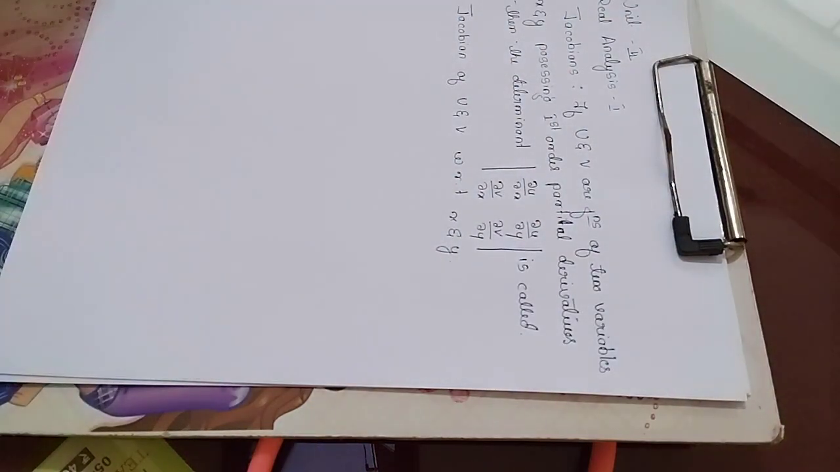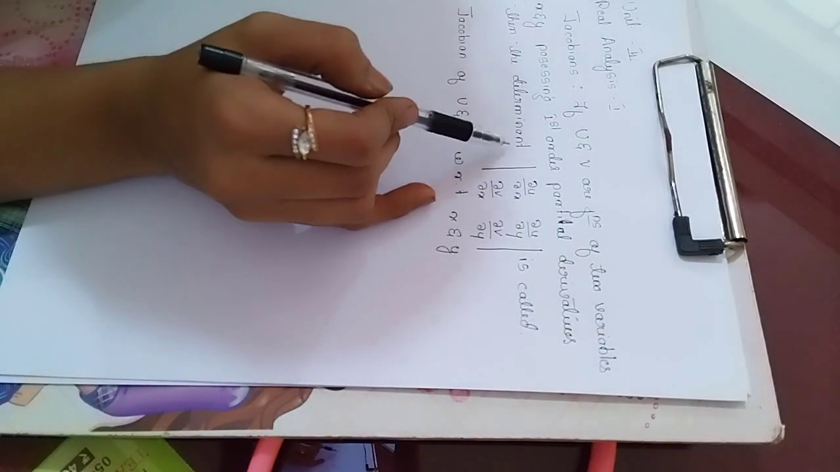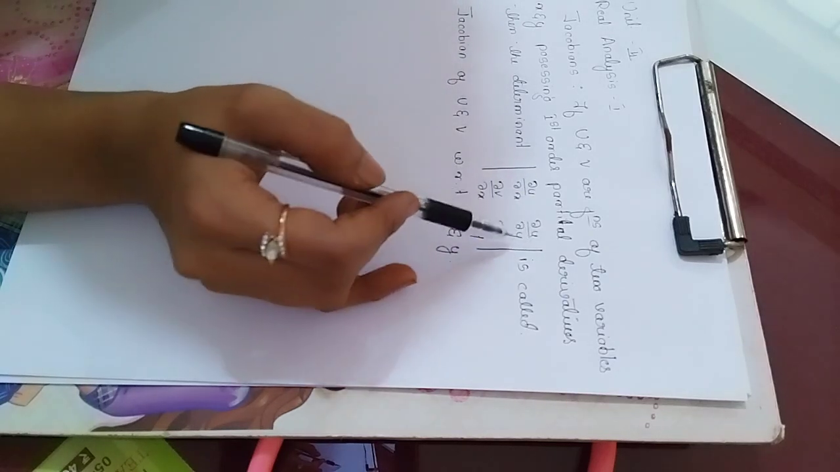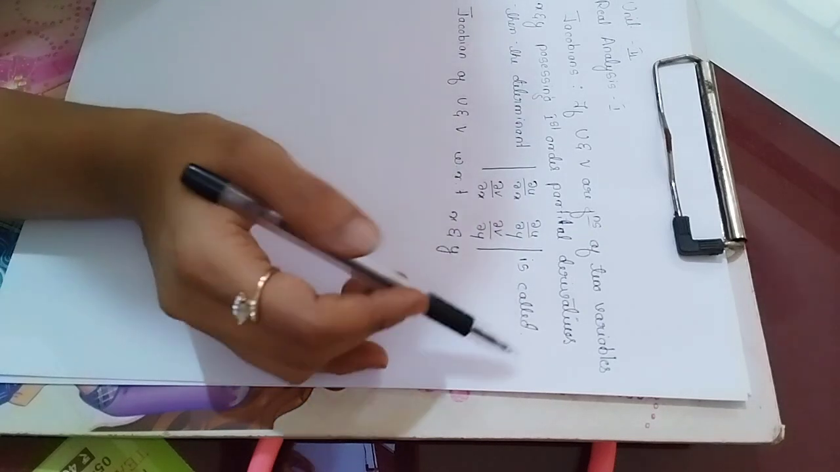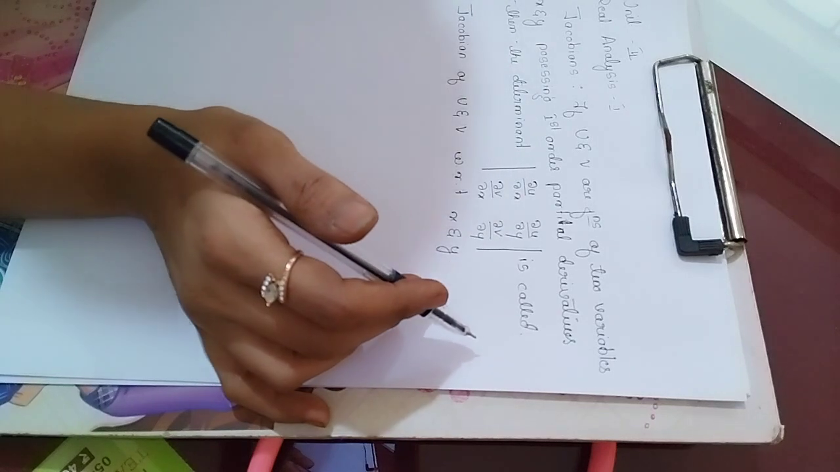Jacobian can be defined as follows: if u and v are functions of two variables x and y possessing first order partial derivatives, then the determinant dou u by dou x, dou u by dou y, dou v by dou x, dou v by dou y is called the Jacobian of u and v with respect to x and y.